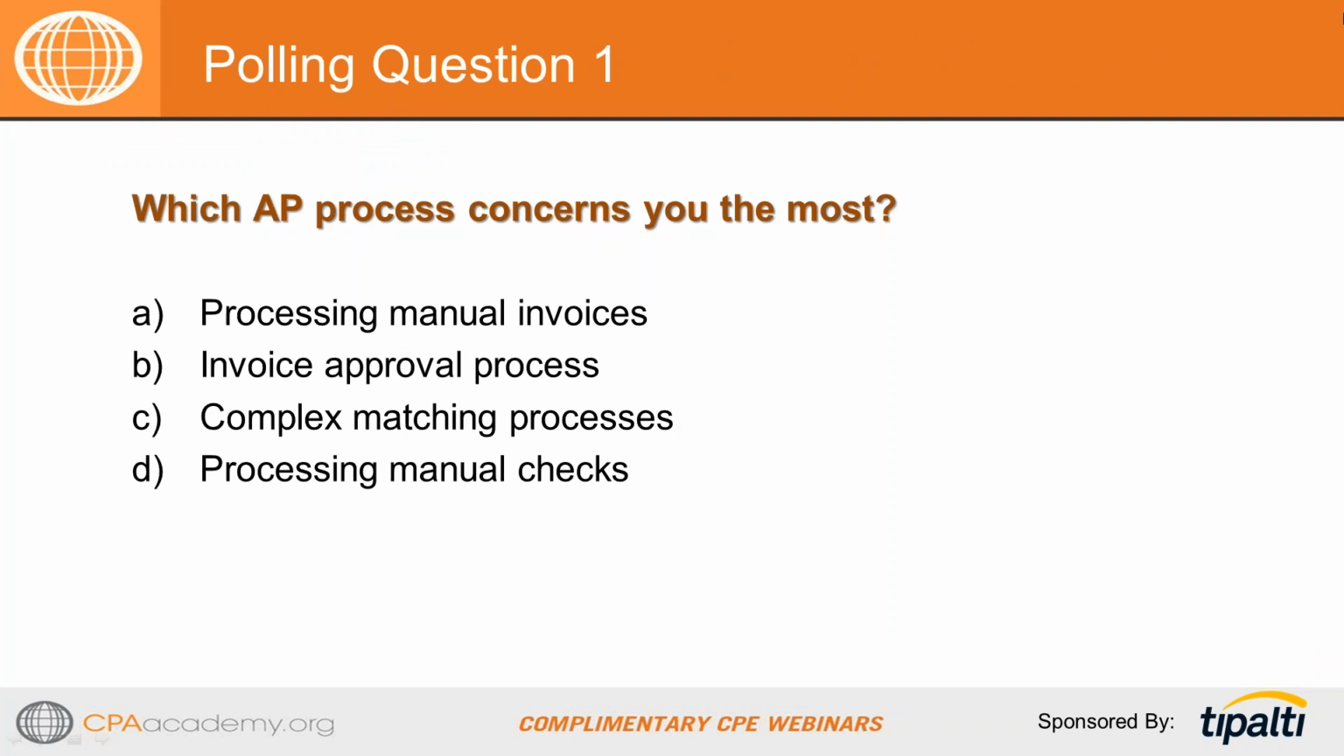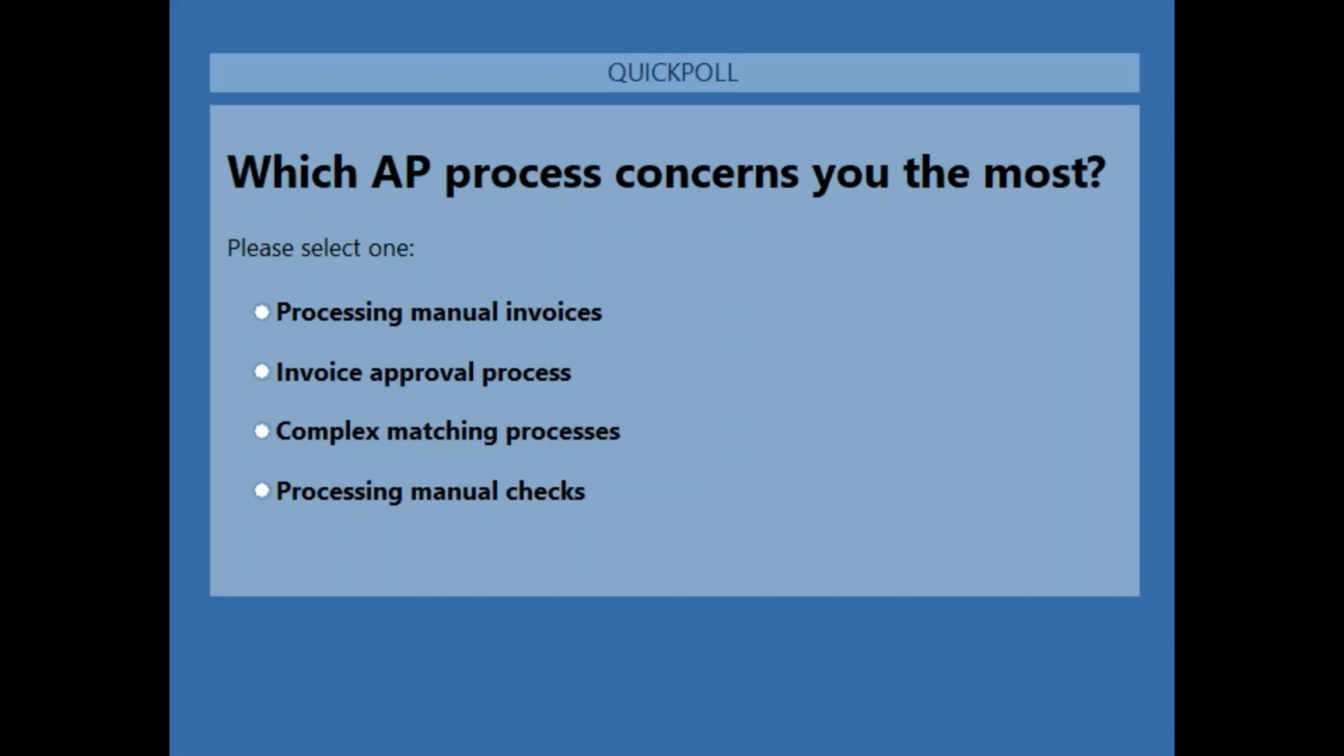All right, so we have our first polling question. And the question is, what process concerns you the most? And the answers are processing manual invoices, the approval process, complex matching processes, and processing manual checks. And those results are coming in here.